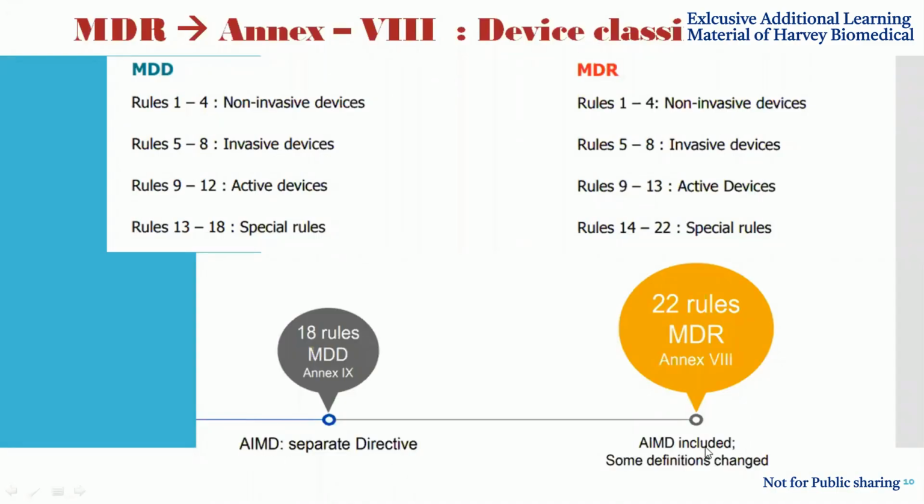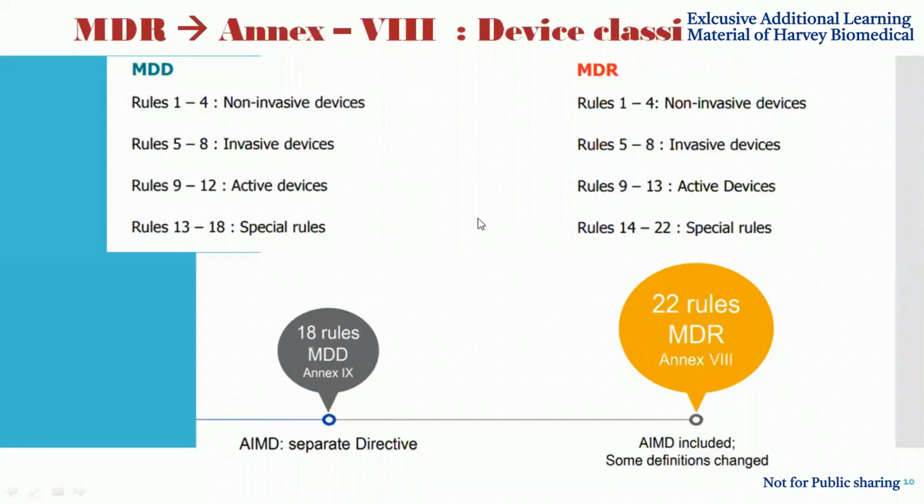Here for AIMD, we included some changed definitions. In the 22 rules, AIMD is also clubbed in. Okay, AIMD is included in this. In the medical device, the device classification is also based on the rules. For the medical device, there are four types: non-invasive devices, invasive devices, active devices, and special rules. The same four classifications are there, but the rules have changed from here to here. Here 9 to 12 are active devices, here 9 to 13, and 13 to 18 special. Now 14 to 22 special rules are incorporated.